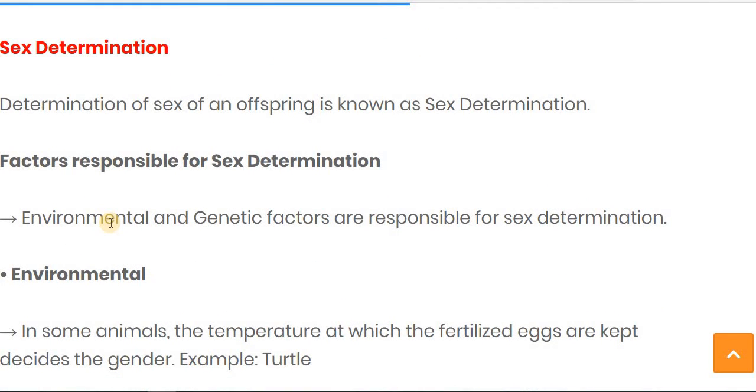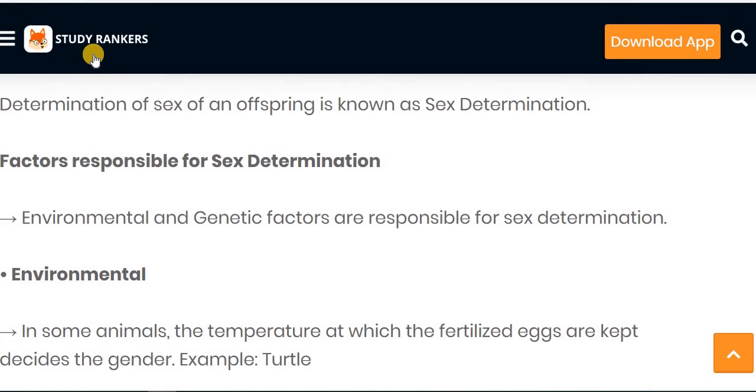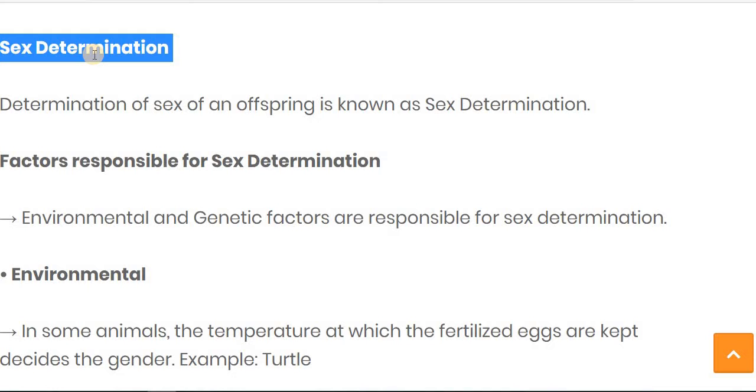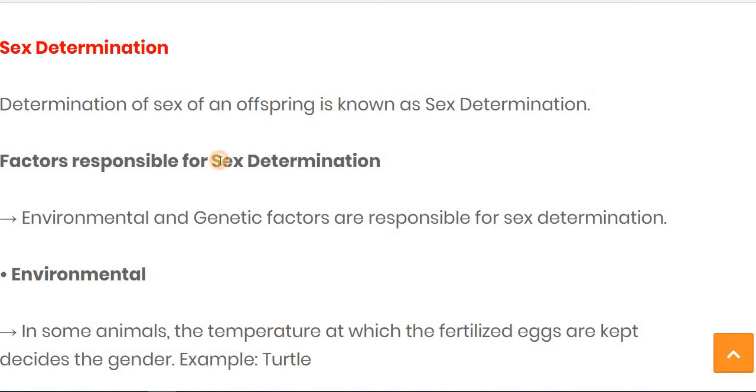Now the next topic is sex determination. Sex determination means to determine the sex, whether it is male or female. That is called sex determination. The determination of the sex of an offspring is known as sex determination. Offspring means whatever new baby or new organism arises from the parent. So the determination of the sex of an offspring is known as sex determination.